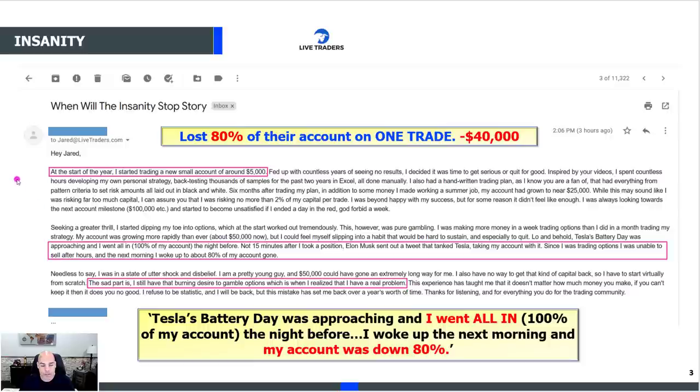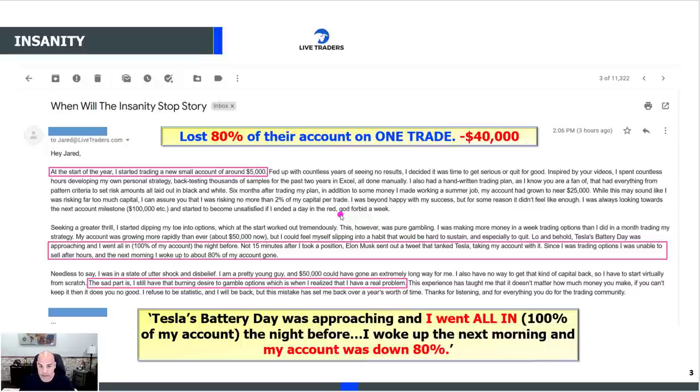But we have to give a little backstory. This person started the year with $5,000, and they got that $5,000 up to $50,000. I think we can all probably say that how they got their $5,000 up to $50,000 was probably not the way you're supposed to go about it, right? Because they did this in a relatively short period of time, and to 10x your account in 6 months with little experience is probably a lot of gambling in there.